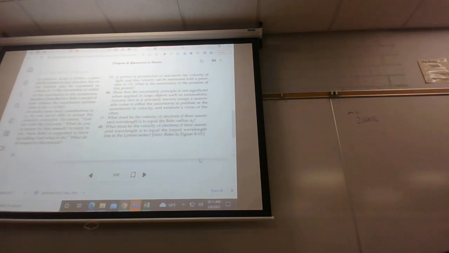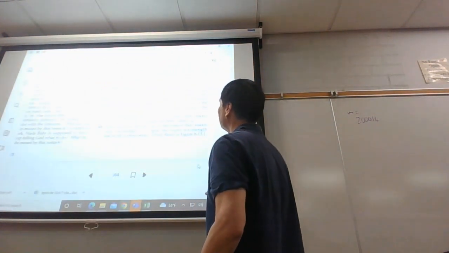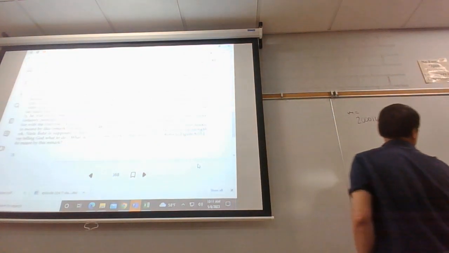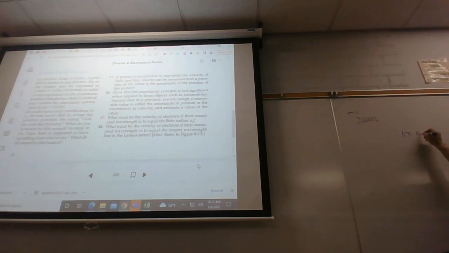Okay, what we're going to do is assign a reasonable uncertainty to one and then calculate the other. So the first one we'll assign a reasonable uncertainty to: we have delta X times delta P is greater than or equal to h over 4 pi.